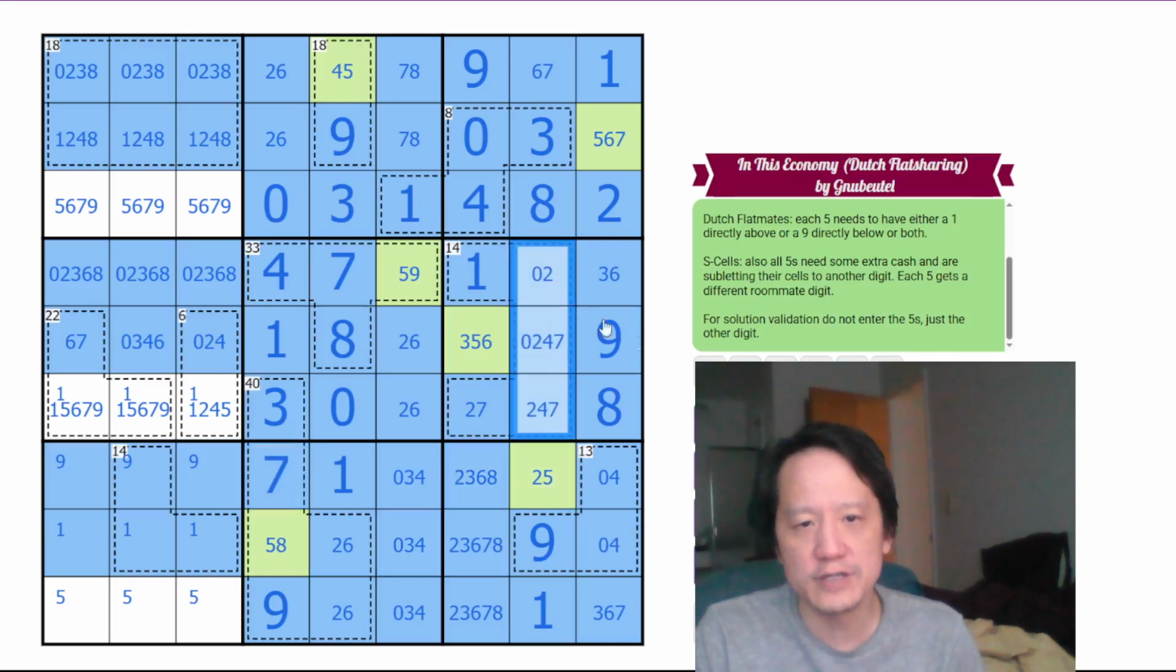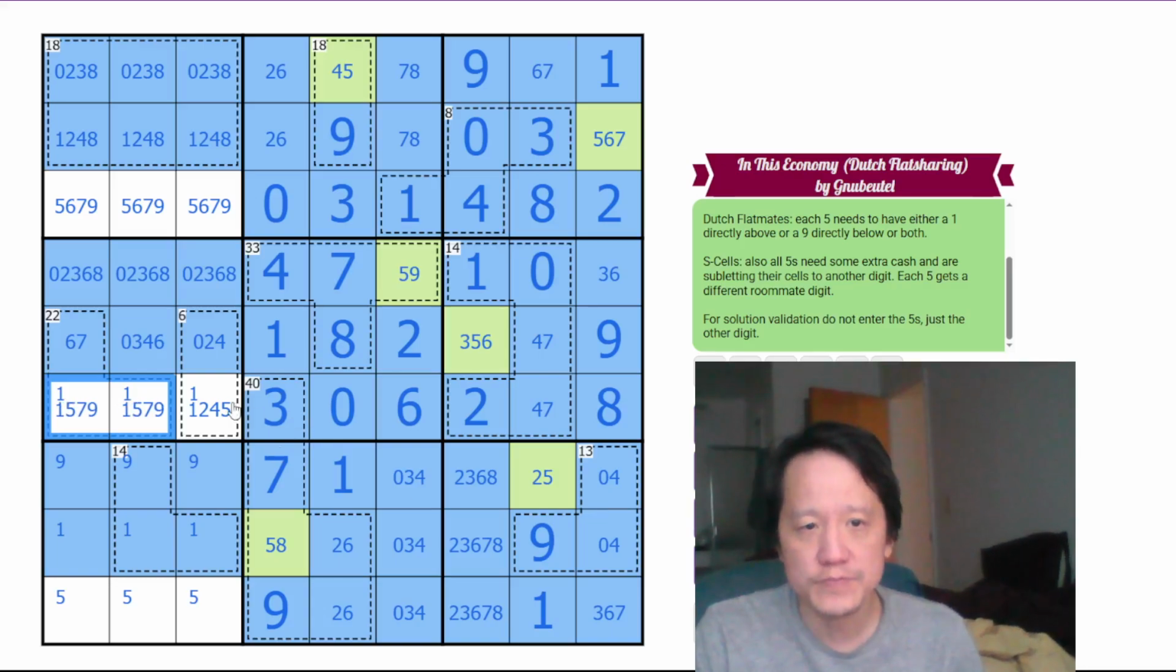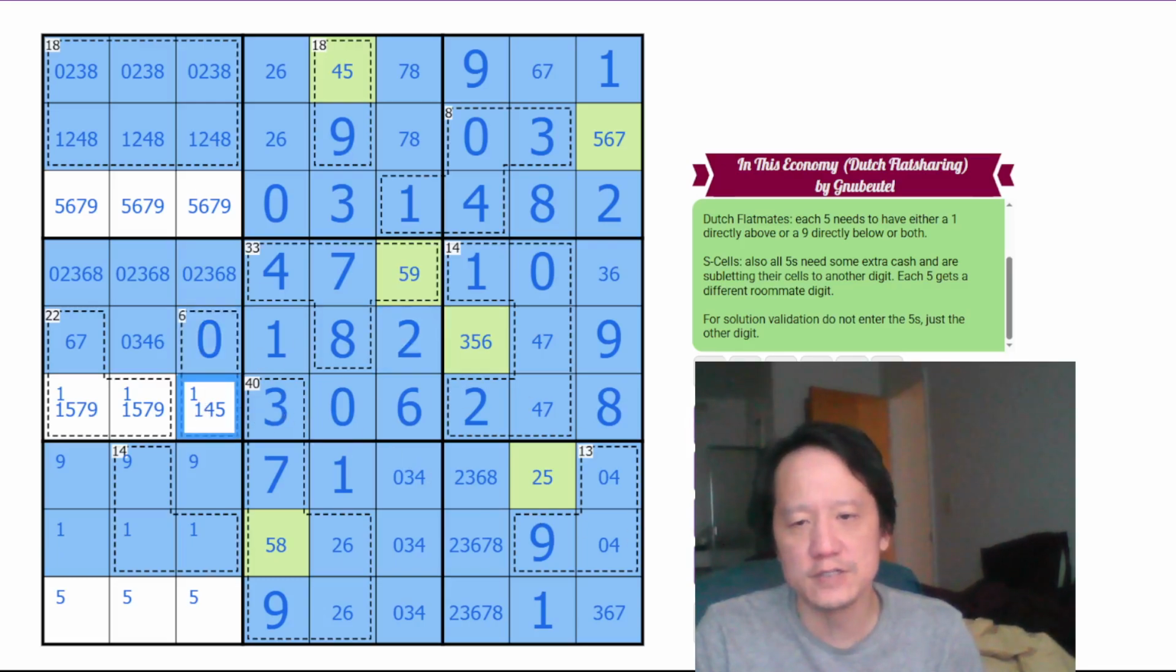This 2 eliminates 2 here. So this must be 0, and this can't be 0 or 2. That's a 4-7 pair, which eliminates 7 here. So this is 2, 6, 2. 6 can no longer be here. 2 can't be here, so this can't be 4. 2 also cannot be here. Therefore, this is 0 and 1, 5 as a pair.